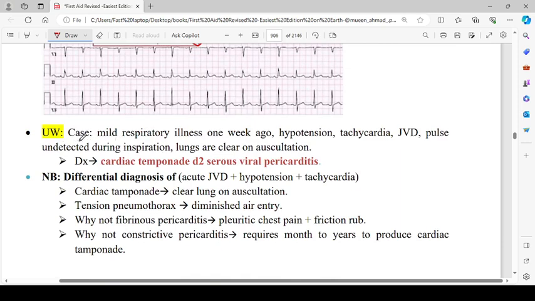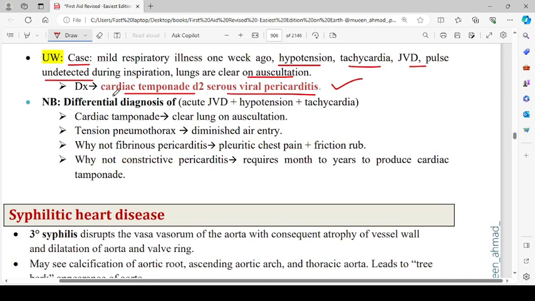A UWorld question is a case. For example, a patient presents to you with a mild respiratory illness 1 week ago. Now hypotension, tachycardia, jugular venous distension, pulse is undetectable during inspiration, lungs are clear on auscultation. The diagnosis is cardiac tamponade due to serous viral pericarditis. NBME point is differential diagnosis of acute jugular venous distension with hypotension and tachycardia.